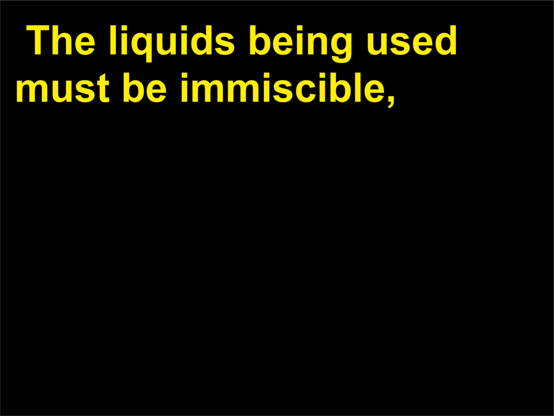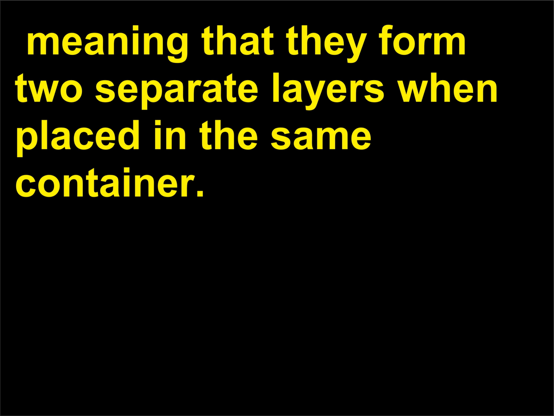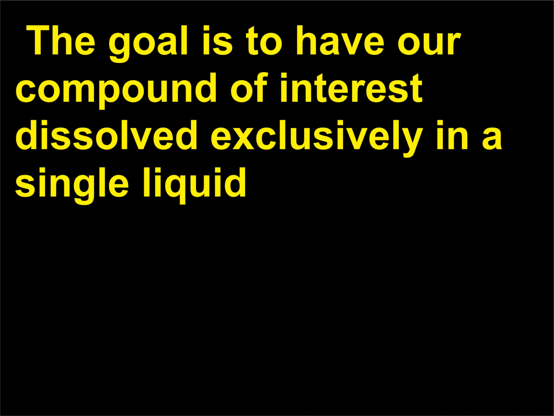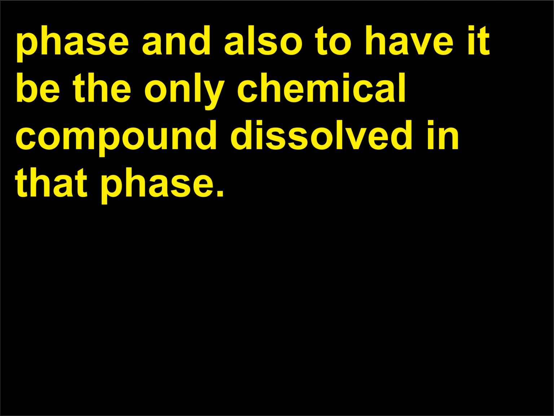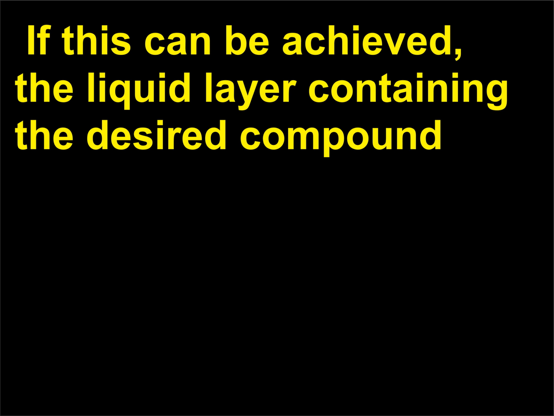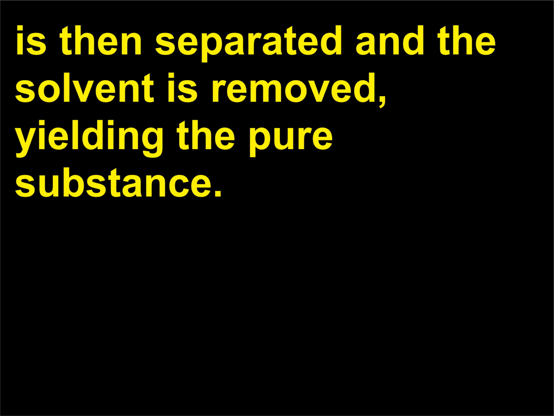The liquids being used must be immiscible, meaning that they form two separate layers when placed in the same container. The goal is to have our compound of interest dissolved exclusively in a single liquid phase and also to have it be the only chemical compound dissolved in that phase. If this can be achieved, the liquid layer containing the desired compound is then separated and the solvent is removed, yielding the pure substance.